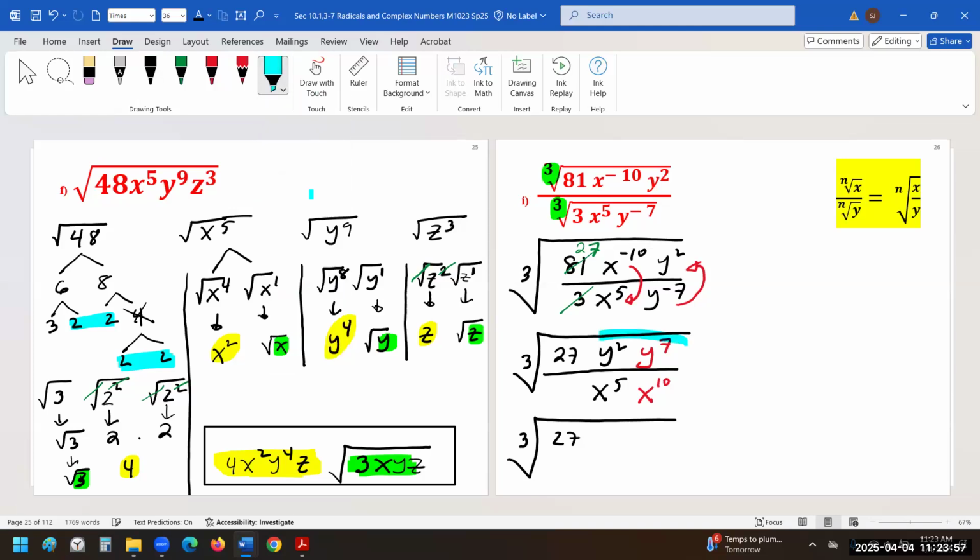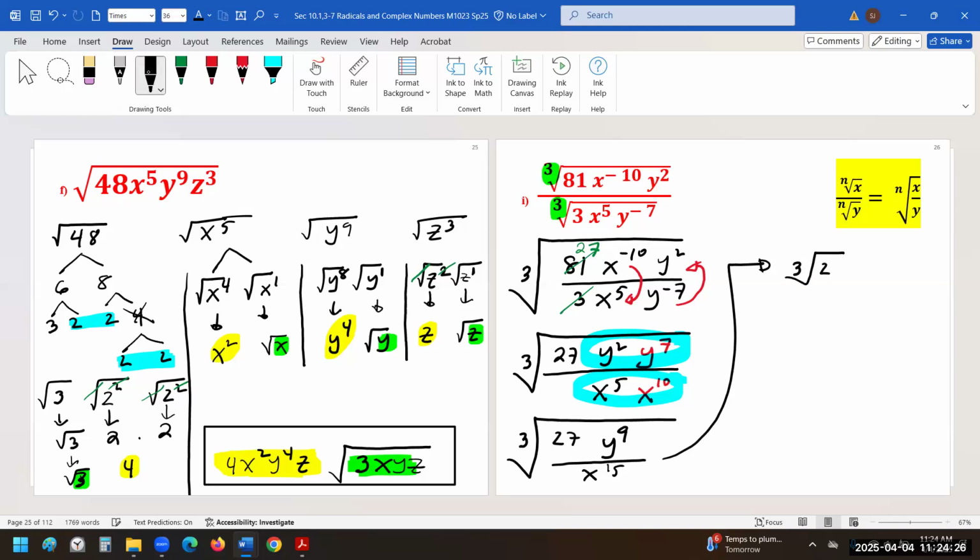What do we do in multiplication? Do you add, subtract, multiply, divide? Which one do we do to the power? Add the powers. So how many y's do we have? 9 of them. And how many x's do we have? 15 of them. Just like in multiplication, we also split our radical now: cube root of 27, cube root of y to the 9, and cube root of x to the 15. It doesn't matter whether they are multiplying or dividing, you can always split them.